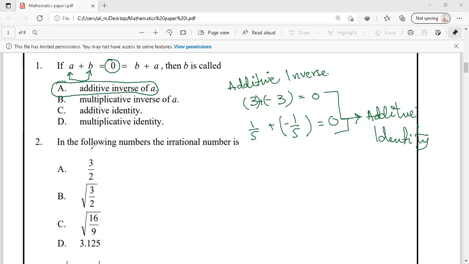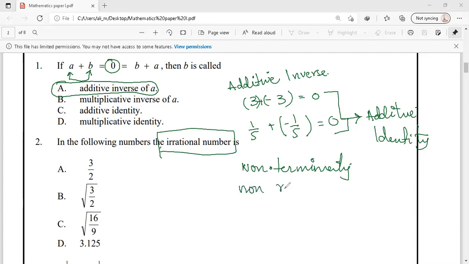Then we have question number 2. Which of the following numbers is an irrational number? So what are irrational numbers? The numbers that cannot be represented in the form of p over q, or if they are in decimal, the numbers that are non-terminating as well as non-recurring.